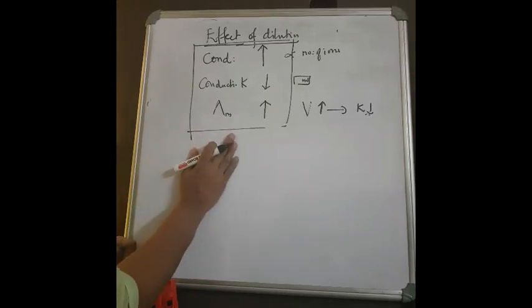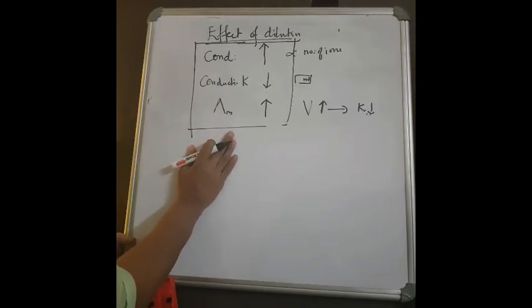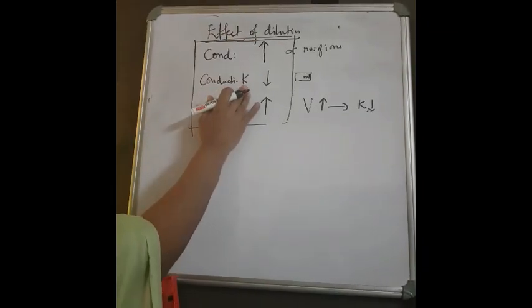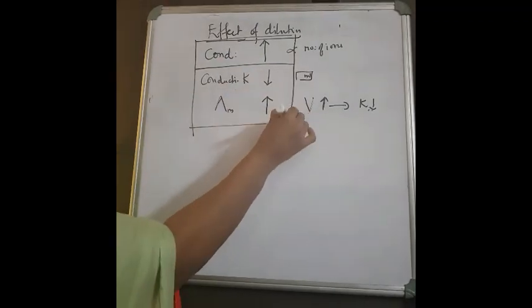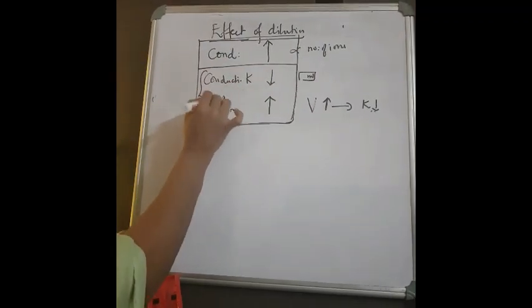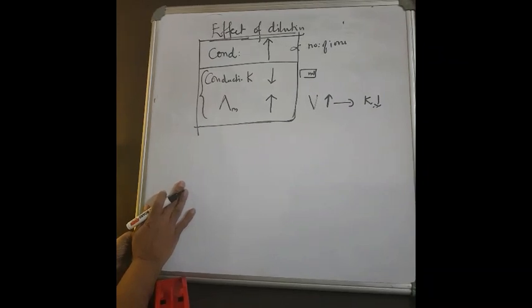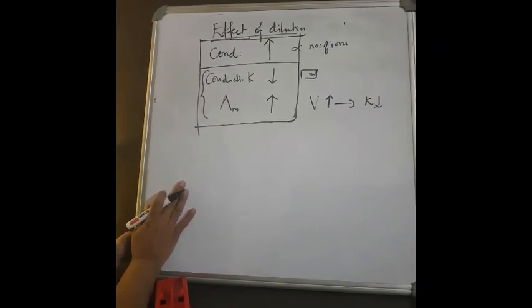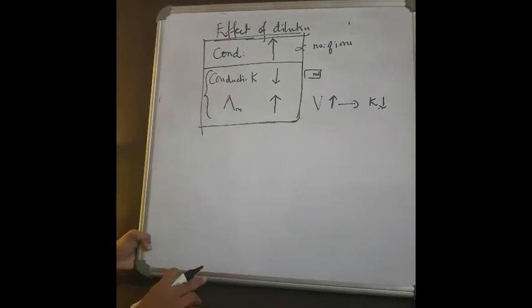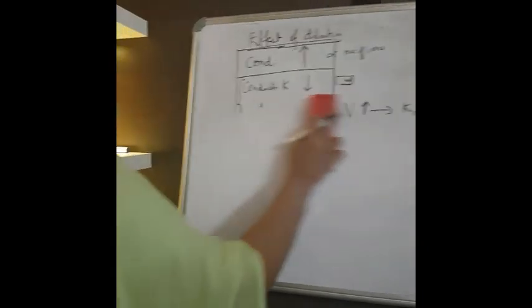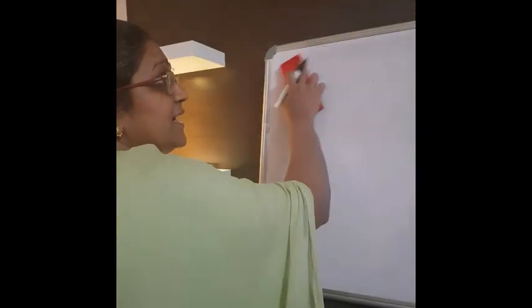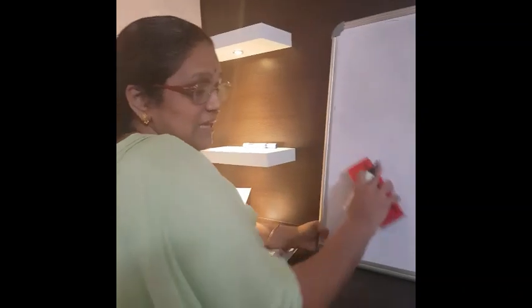So is that clear? How it varies, or the effect of dilution on conductivity? You mainly target these two, conductivity and molar conductivity. Now we will see how the conductivity varies for a strong electrolyte and a weak electrolyte.